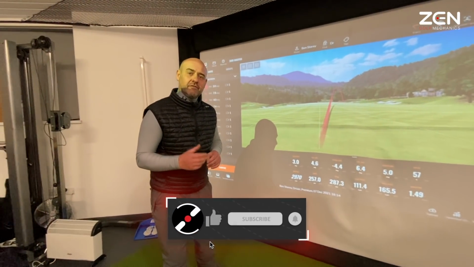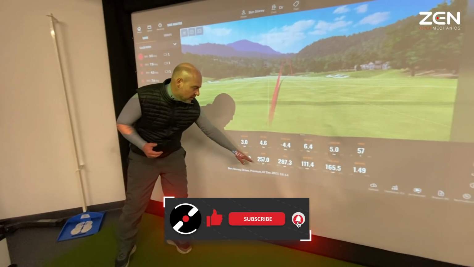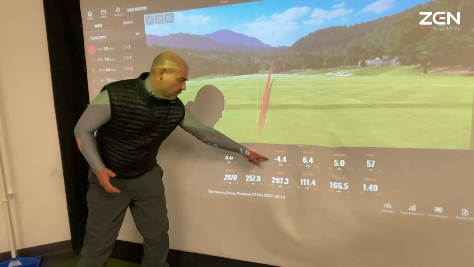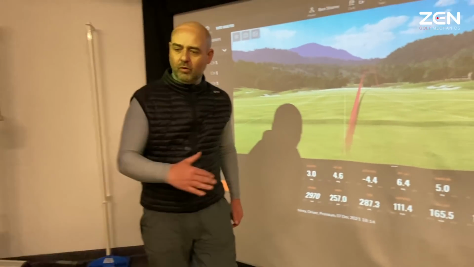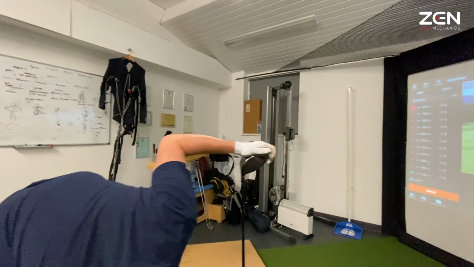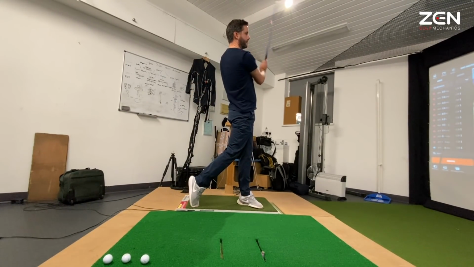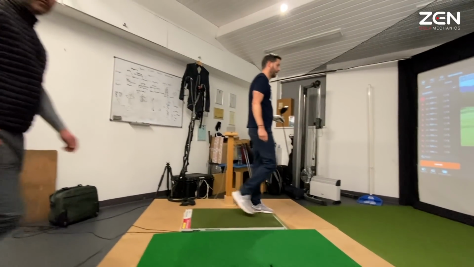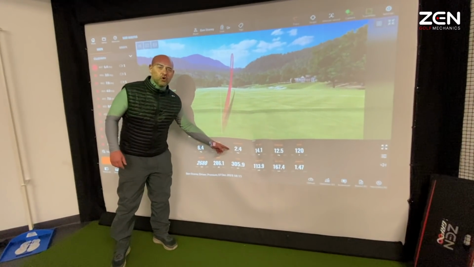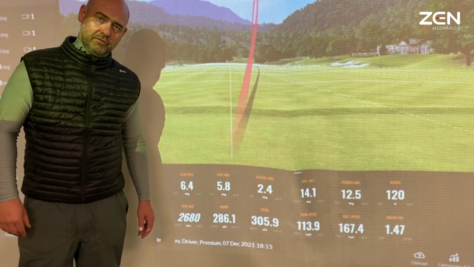But what is the difference when we increase the angle? So we've got a 257 carry, which is still a good carry distance, off a minus 4.4 degree angle of attack. So now, Ben, if you can hit one with a positive angle, and let's see the difference. Boom. So 2.4. So it was minus 4.4 to plus 2.4.